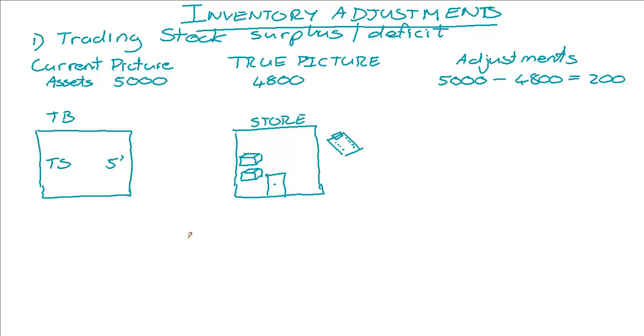Now there may be a number of reasons for this difference between the current picture and the true picture. Remember, we'll probably get this from our pre-adjustment trial balance. There may have been some goods in the storeroom that were stolen or lost or damaged, or maybe they were given away, donated, and we never recorded that. So some goods went out and we've never accounted for that in our accounting records.